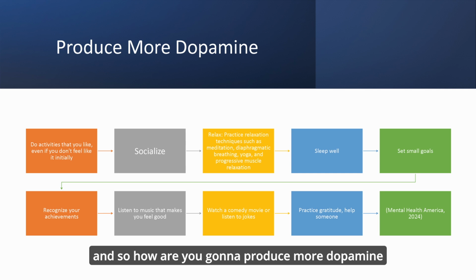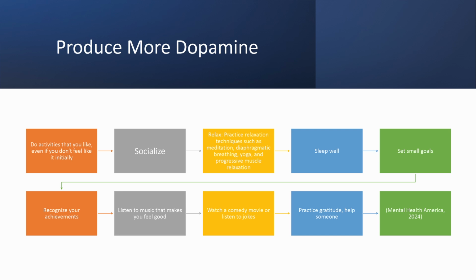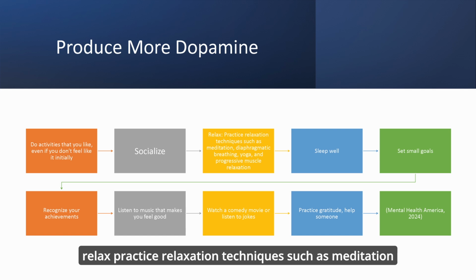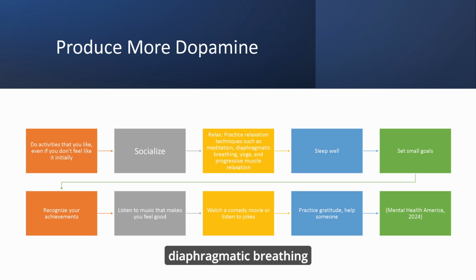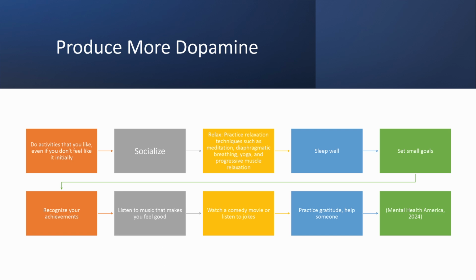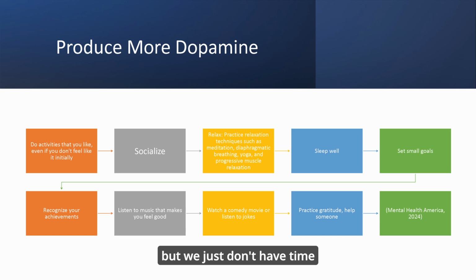And so how are you going to produce more dopamine? Do activities that you like, even if you don't feel like it initially. Socialize, okay? Relax. Practice relaxation techniques such as meditation, diaphragmatic breathing, yoga, and progressive muscle relaxation. Sleep well, very important. And I wish I could have talked more about sleep, but we just don't have time. That's like a whole workshop, right?